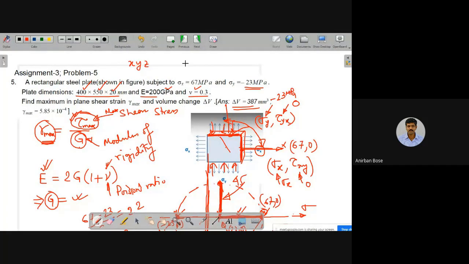Then you have to find out the change of volume. To find out the change of volume, you find out what will be the final volume. The final volume will be x plus delta x, right? y plus delta y. How much will be the elongation in the y direction? How much will be the elongation in the z direction? And then you simply subtract this quantity from this quantity, and you will be able to find out the volume change.